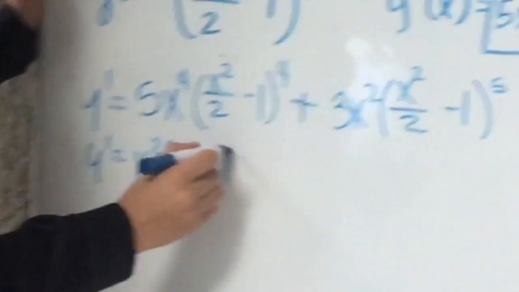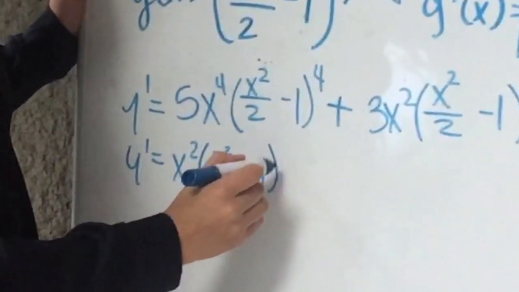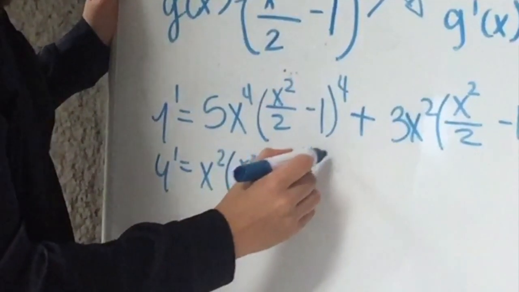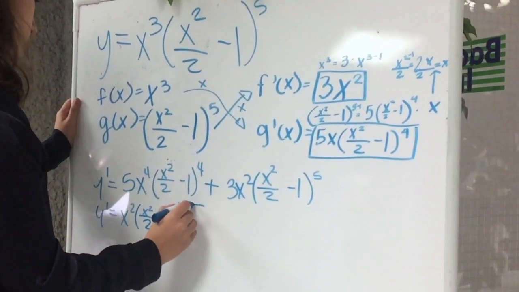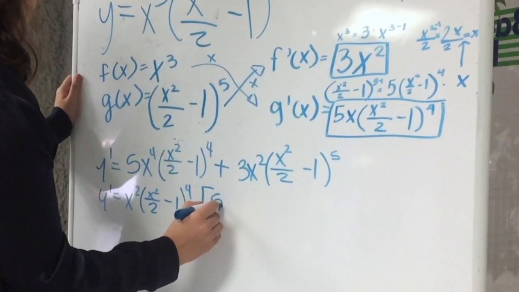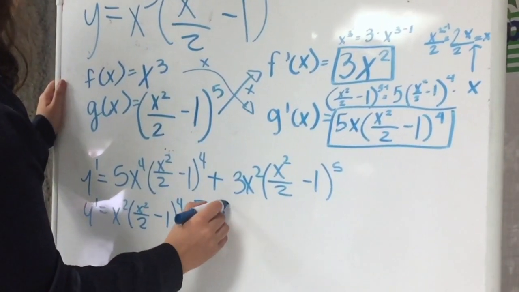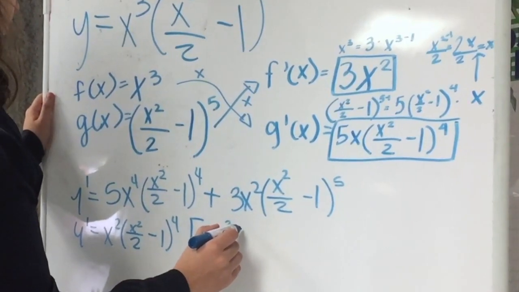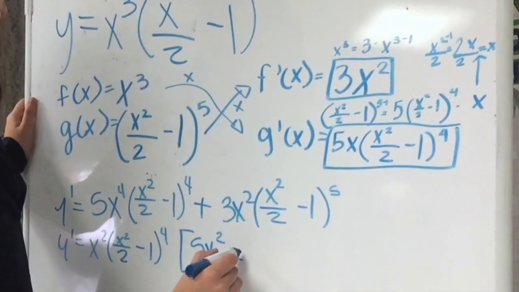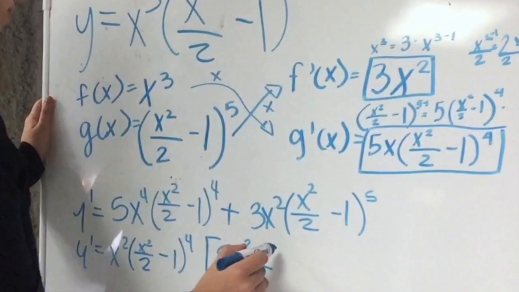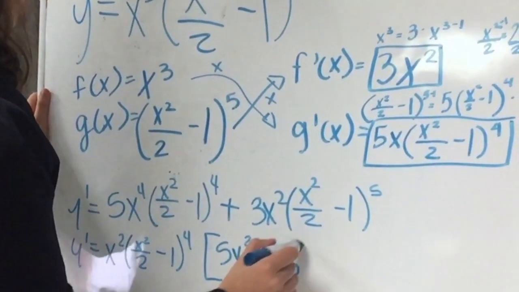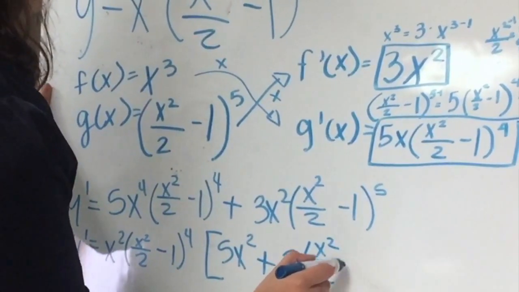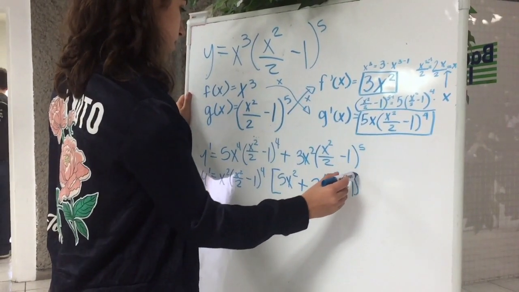So here you can see we can factor x squared and the parentheses to the smallest shared power, which is to the fourth. And then we're going to multiply it by whatever numbers give us the original numbers in the y prime. So it's going to be 5x squared to get the original 5x to the fourth. And then we add the plus sign, and then we're going to multiply it by 3 and 1 parenthesis of x to the second over 2 minus 1 to get it to the fifth power.